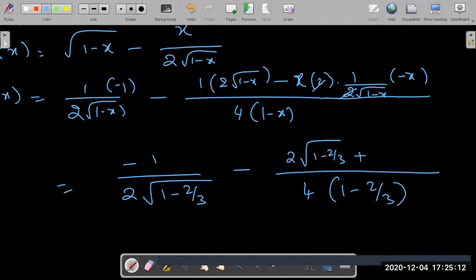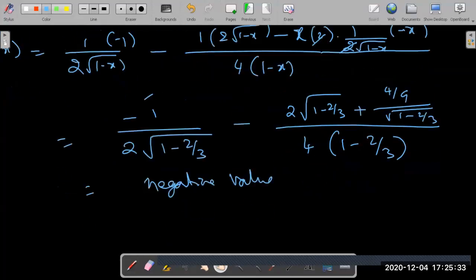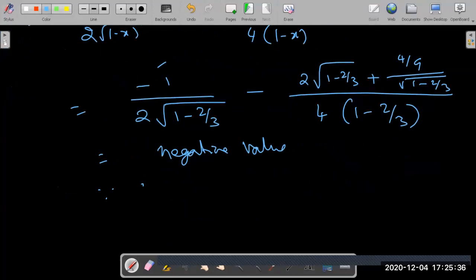So x squared, this is 4 by 9 divided by square root of 1 minus 2 by 3. So we have to look at it: this is a negative value, this is also a negative value. So we don't actually need to calculate, you'll get a negative value. Then you have to write, since f double dash 2 by 3 is negative, f of 2 by 3 is maximum.